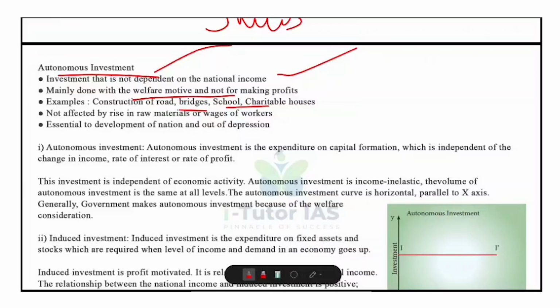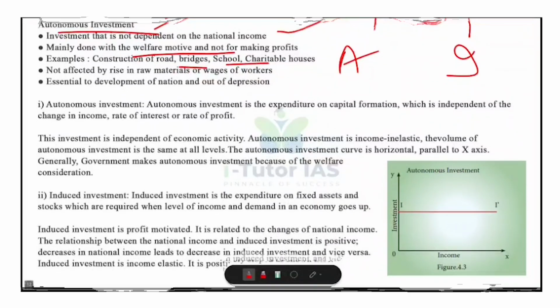So in an economy, investment can be broadly divided into two types, autonomous investment and also induced investment. Autonomous investment refers to the expenditure on capital formation like roads, bridges, schools, hospitals and so on that does not depend on the change in income, profit or interest rate. Even if the income in economy rises or falls, this investment remains unchanged. It is income inelastic. Hope it is clear.